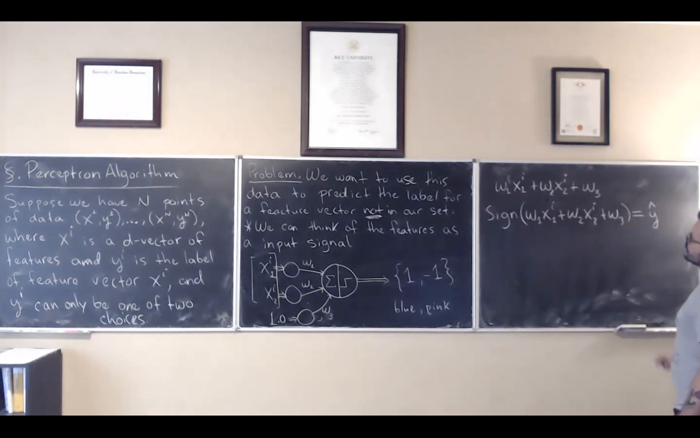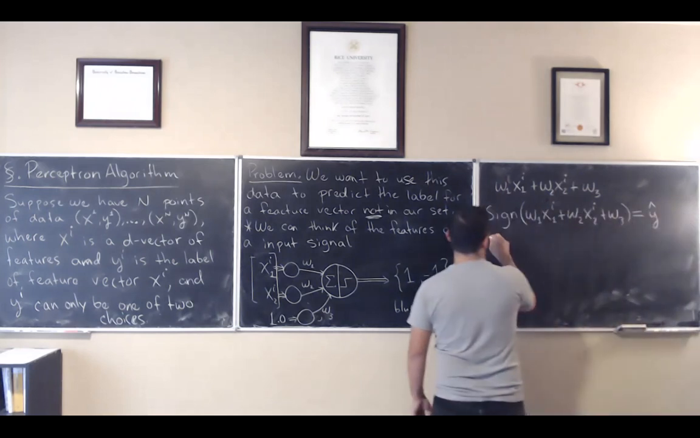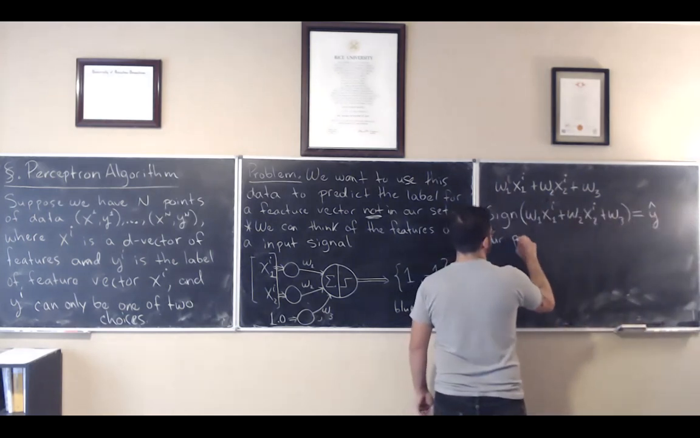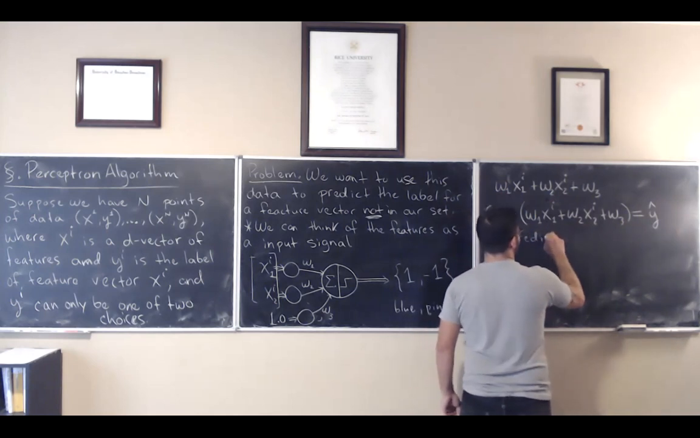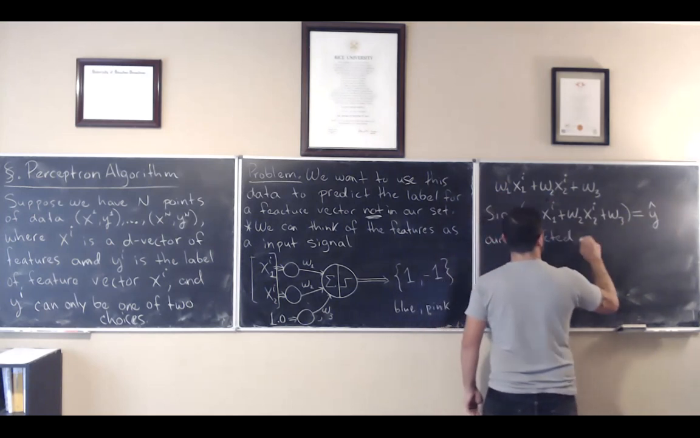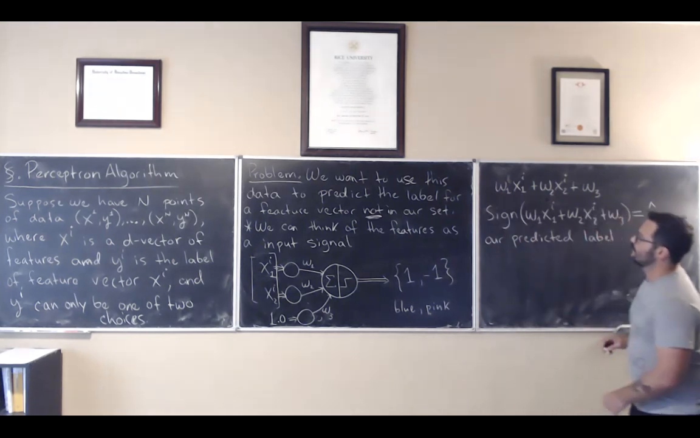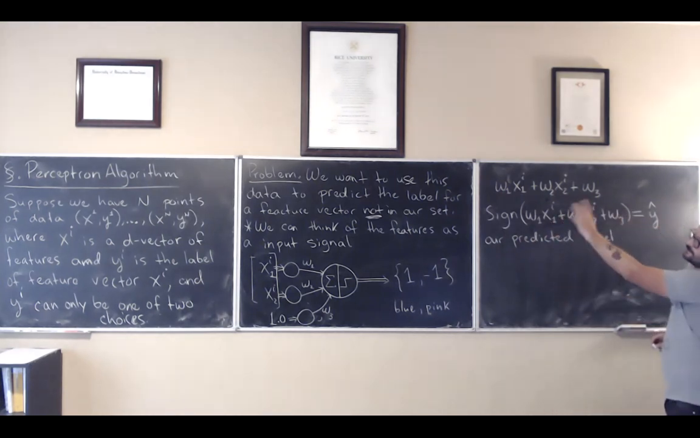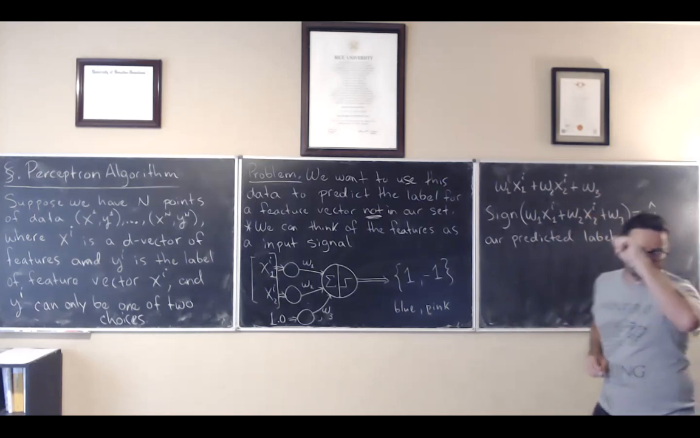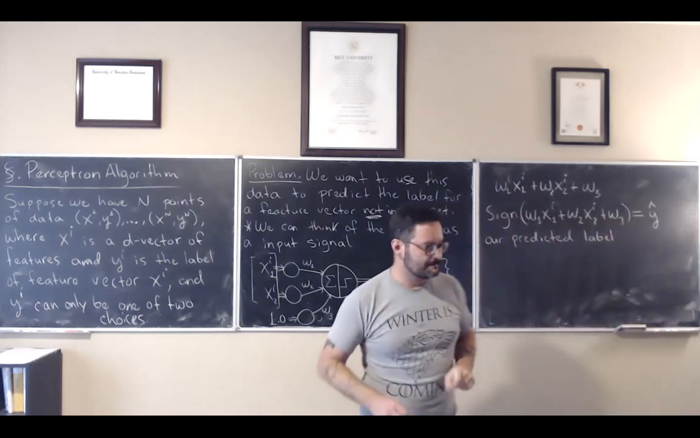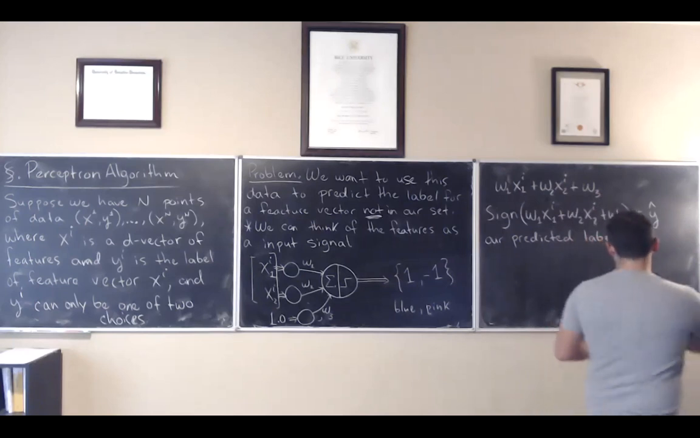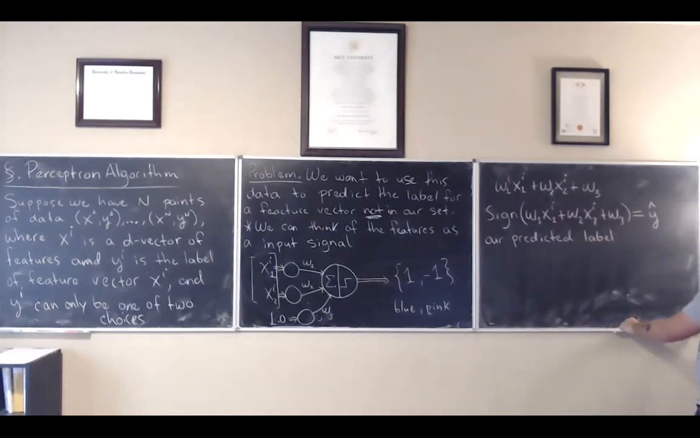Which is our prediction, the predicted class or predicted label. And the sign is just, if this is greater than 0, it's a 1. If it's less than 0, it's a negative 1. Okay. Now what this is doing, right?